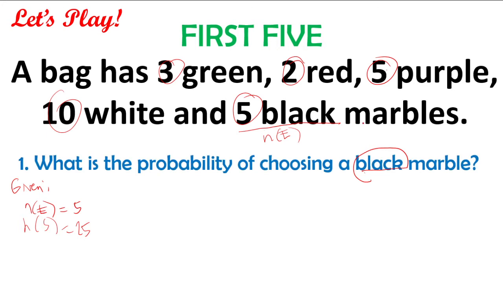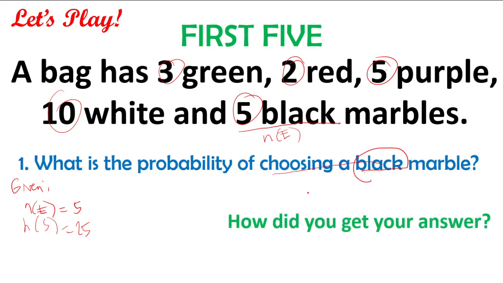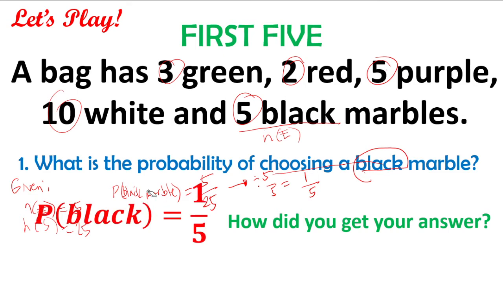Ang tanong, ano ang probability na ang mapipili mo ay black marble? So, using the formula, that is equal to 5. The probability of getting black marble is equal to 5 over 25. Now, you have to simplify this. Simplify by dividing both sides by 5. 5 divided by 5 is 1. 25 divided by 5 is 5. So, the probability of choosing a black marble is 1/5. Okay? 1 over 5. Next.